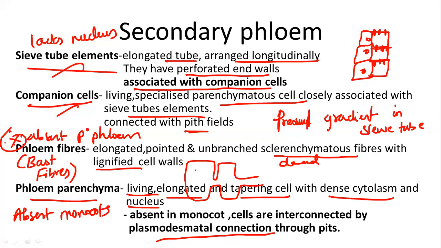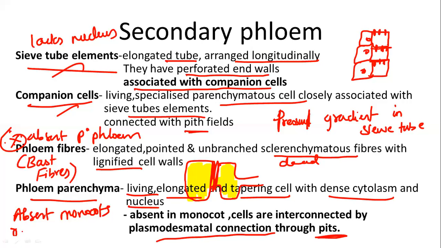What is plasmodesmata? It is the connection between two cells where the cytoplasm flows from one cell to another, and that is called plasmodesmata, and that will be done through the pits. Pits are nothing but the layers present between two cells. These cells help in storing food, resin, latex, mucilage, etc.